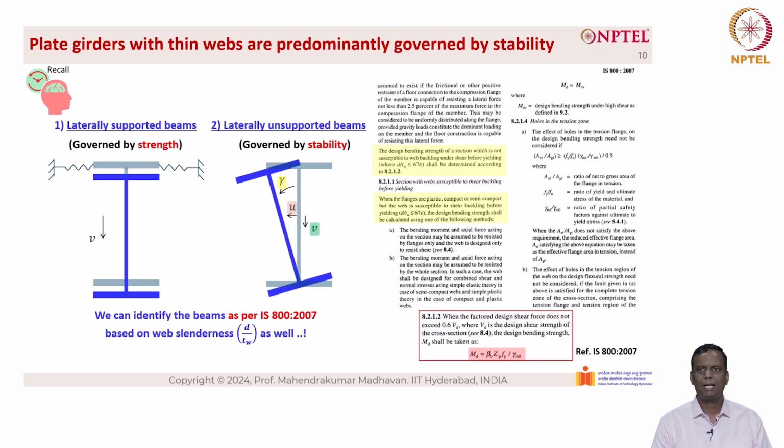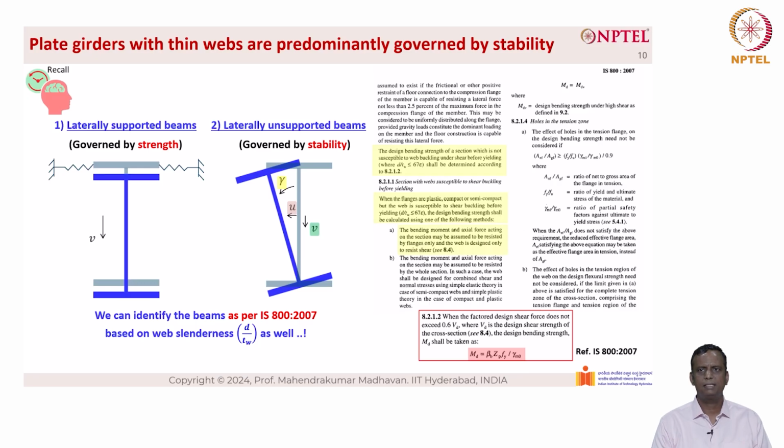When the flanges are plastic, compact or semi-compact, but the web is susceptible to shear buckling before yielding, d by tw greater than 67 epsilon, the design bending strength shall be calculated using one of the following methods. All they are trying to say is that when the d by t ratio is greater than 67 epsilon, it can buckle through shear buckling. That is, before yielding, it can undergo shear buckling. The webs are susceptible in that fashion, and for that, how do we solve the problem?